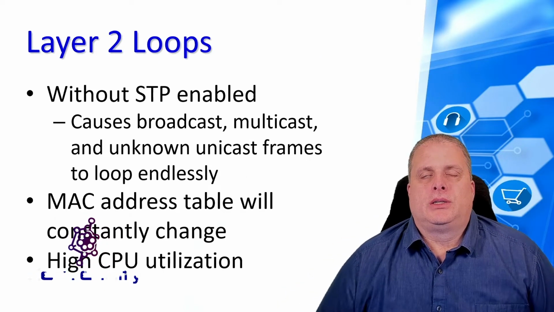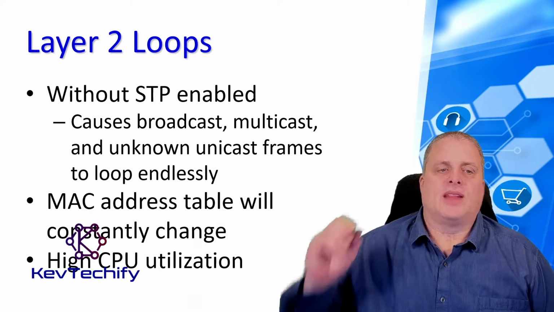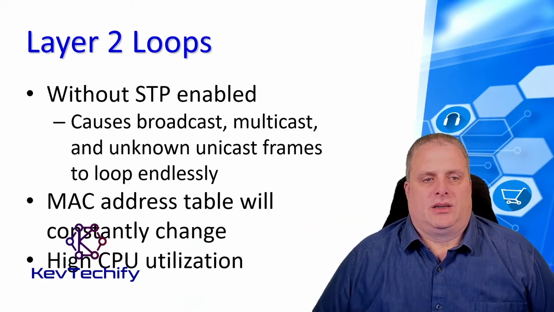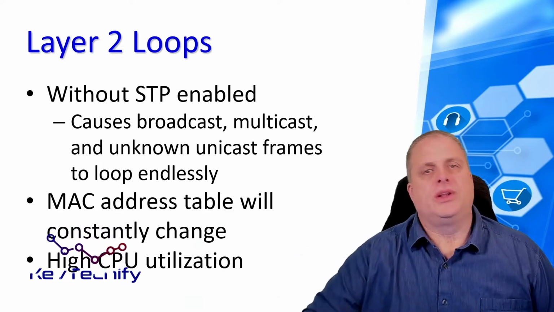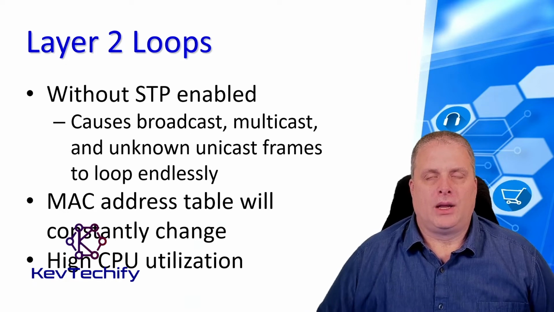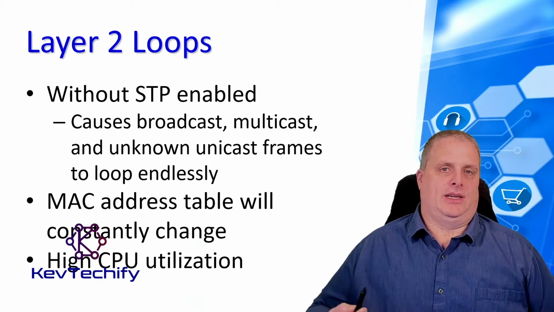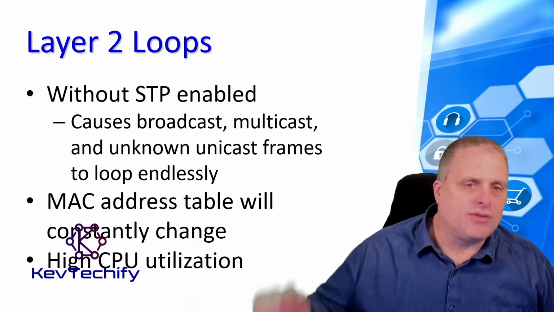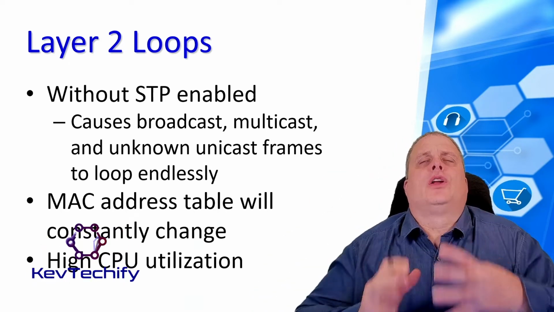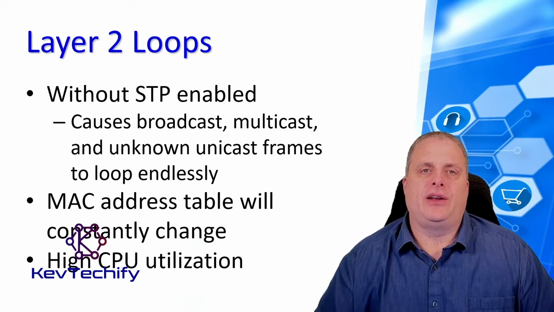Layer 2 loops. Without spanning tree enabled, we're going to have a lot of broadcasts, a lot of multicasts, and unknown unicasts that are going to loop on our network and go around and around and around, and we're going to have those problems we just talked about. The MAC address table will constantly be updating and updating because of all these updates, and keeping track of this information will burden your CPU. And basically, your network is going to crawl. It's going to slow down so much you can't actually pass usable data through it.